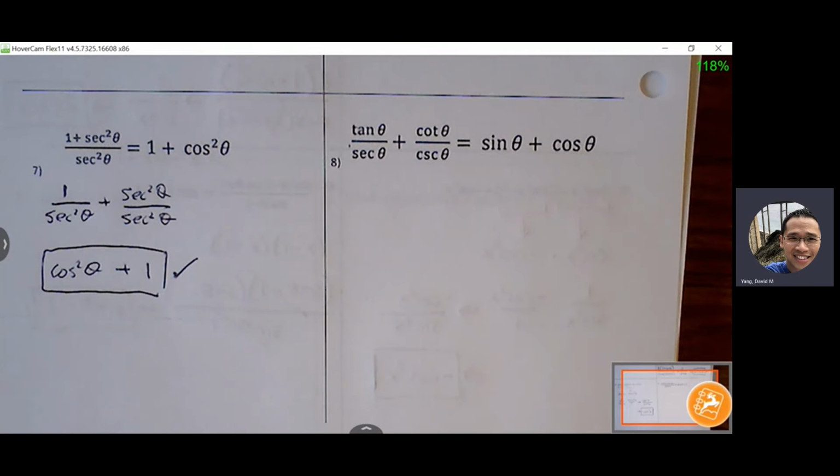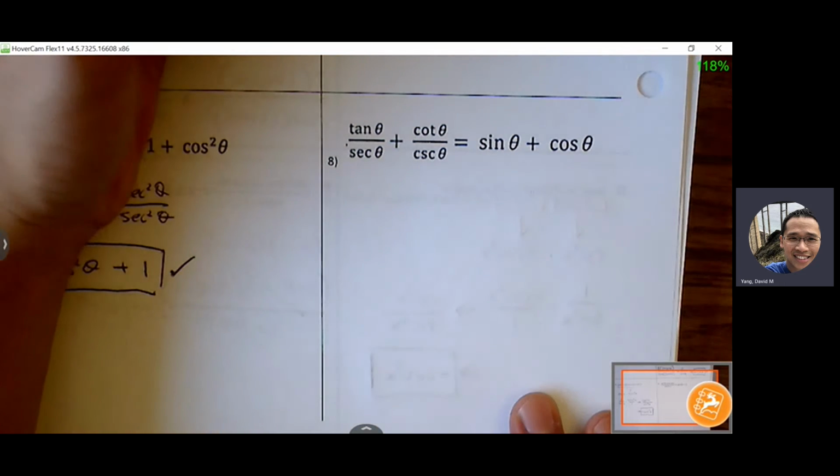Okay, last one, number 8. What are you guys thinking? Yeah, that's what I would do. Maybe some of you are thinking maybe common denominators, but the right side is 2 separate terms. So I don't know if common denominator is really going to help us get there, but if we can get everything in terms of sine and cosine, maybe each fraction will turn into one of the trig functions that's showing up on the right side. So yeah, let's get everything in terms of sine and cosine here.